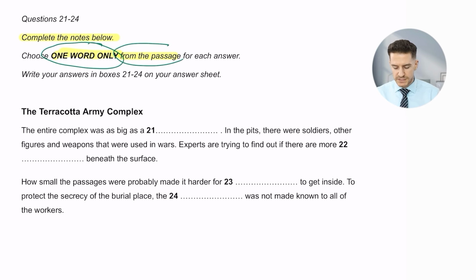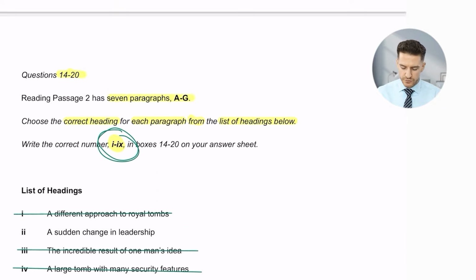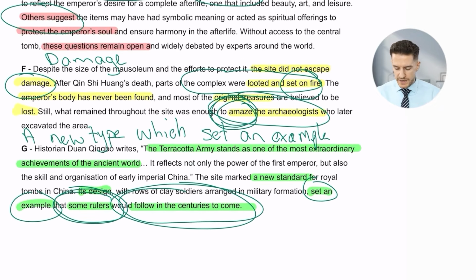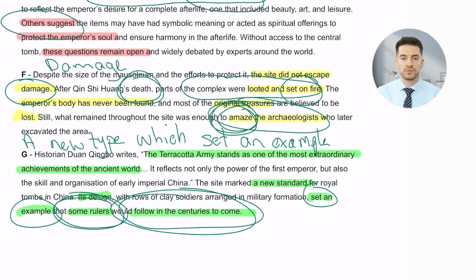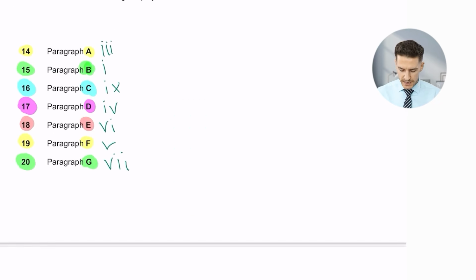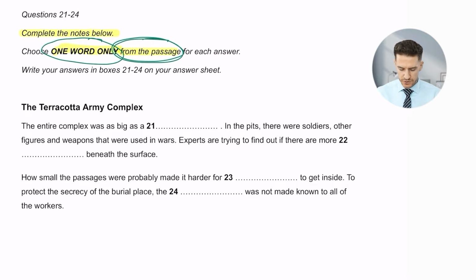And it also says from the passage. So that means, let's pretend you're reading the passage and you think death is the correct word. Well, you don't need to change that to die or died. Okay, you just use that same word, death. So let's go back down and have a look at the questions themselves.